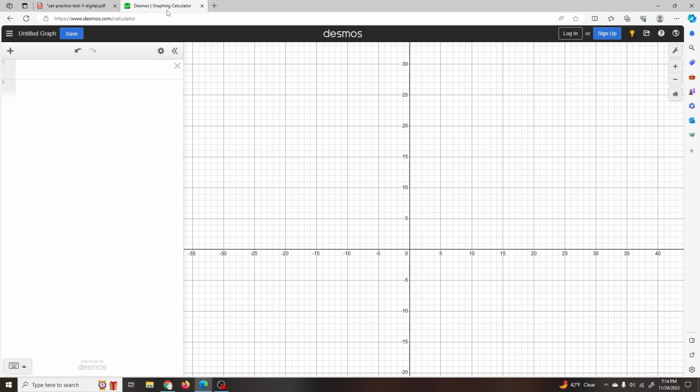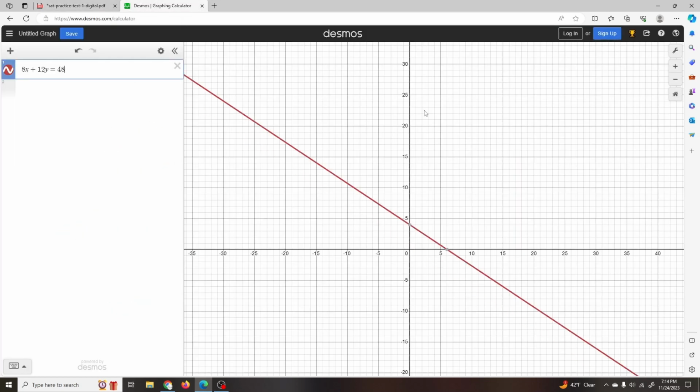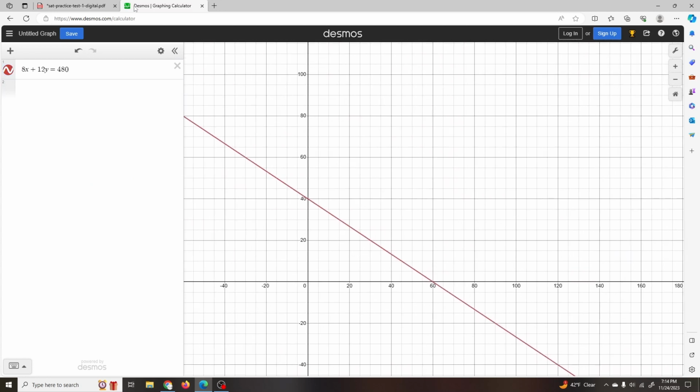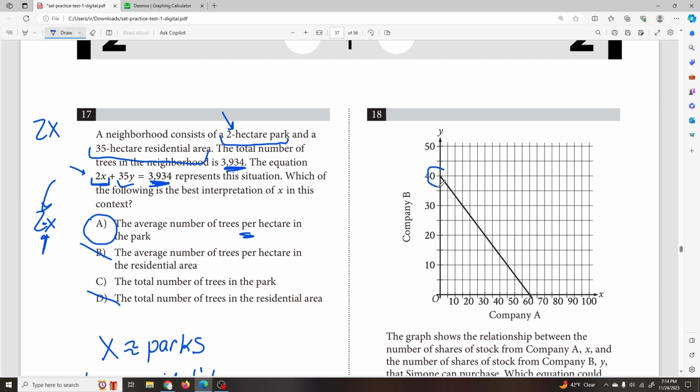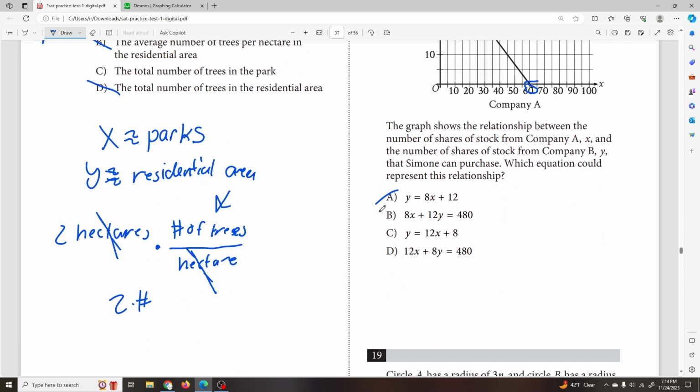8x plus 12y has to equal 480. If it's equal to 480, at least this is in the correct shape. It's sloping downwards, and we know that up here we have 40, down here we have 60. So this is a very good candidate. This matches the x and y intercepts, and it's the same shape. So we know that B could be the answer.